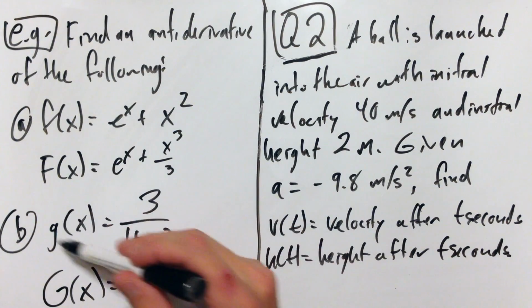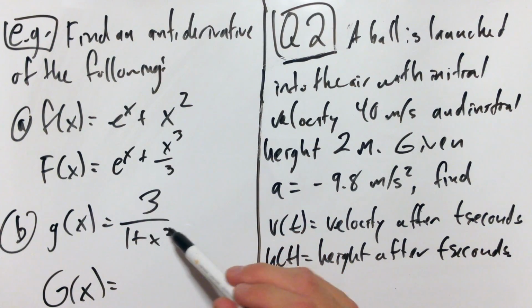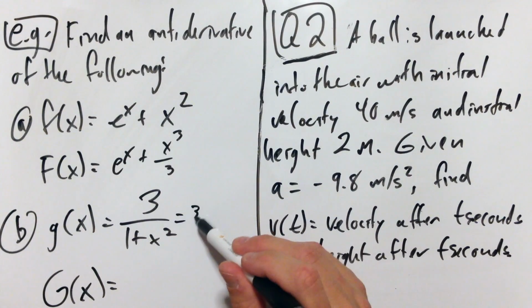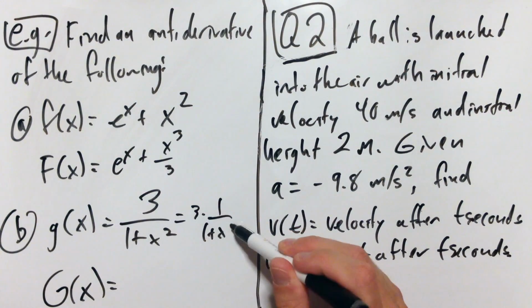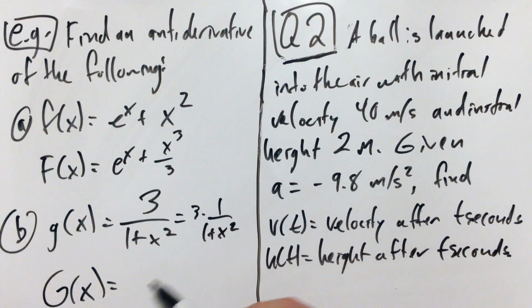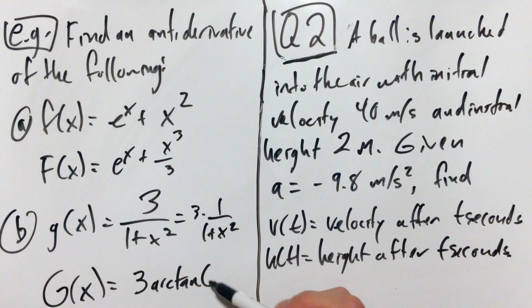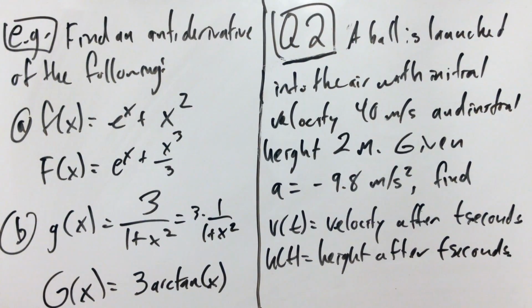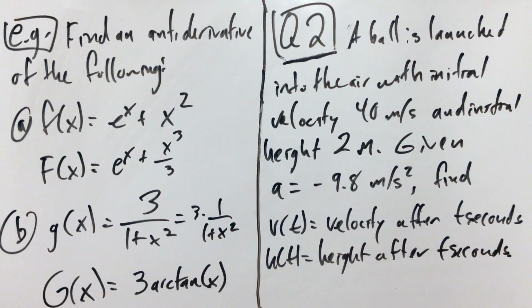Similarly, if I've got g of x is equal to 3 over 1 plus x squared, I'm thinking of this as 3 times 1 over 1 plus x squared. An antiderivative of 1 over 1 plus x squared is arctangent. So an antiderivative of 3 times that is 3 times arctangent. Just take the derivative to convince yourself.